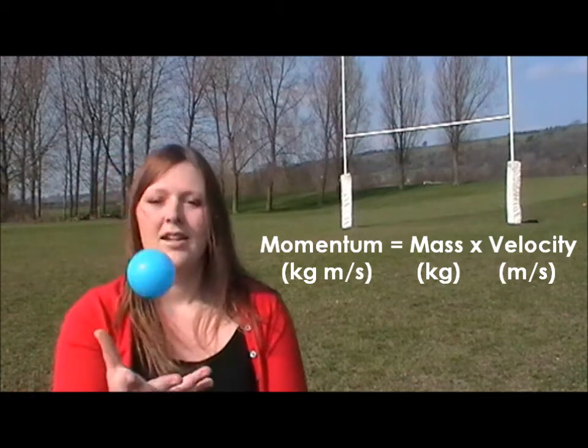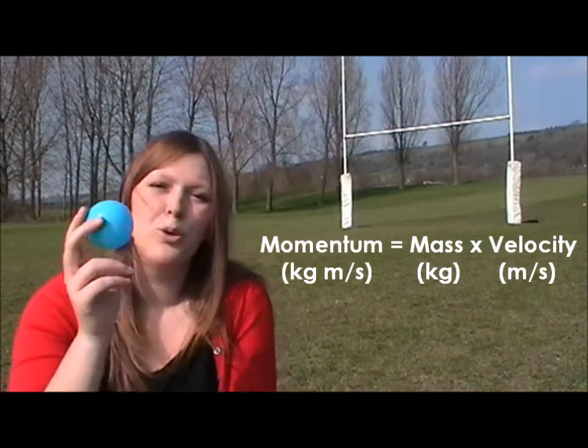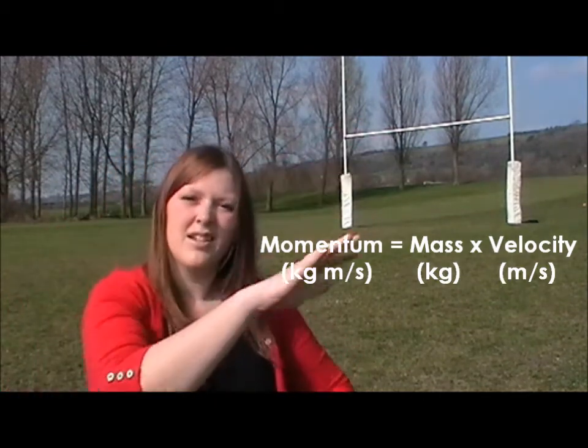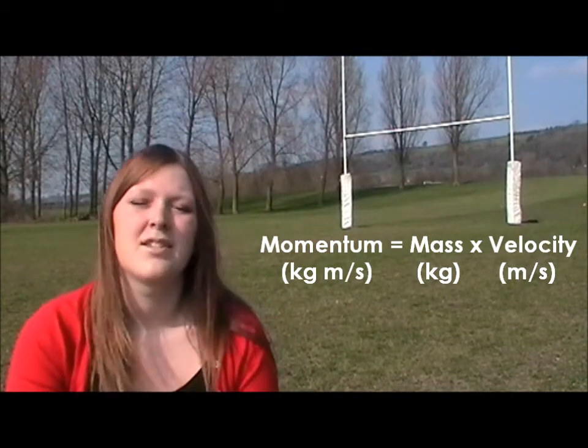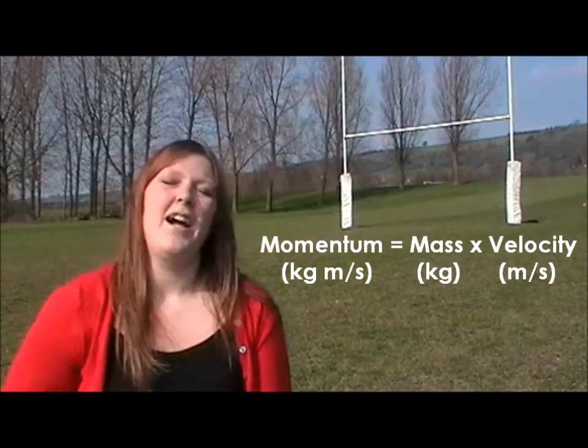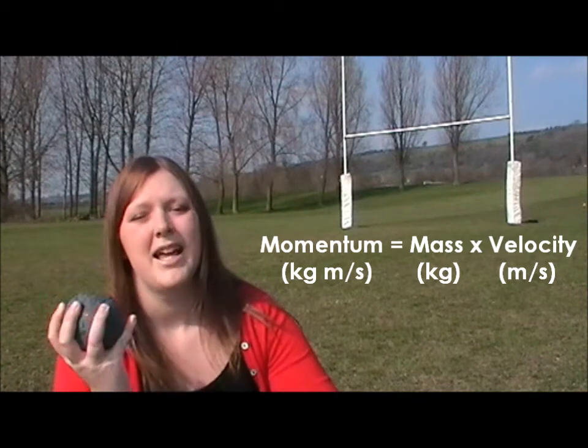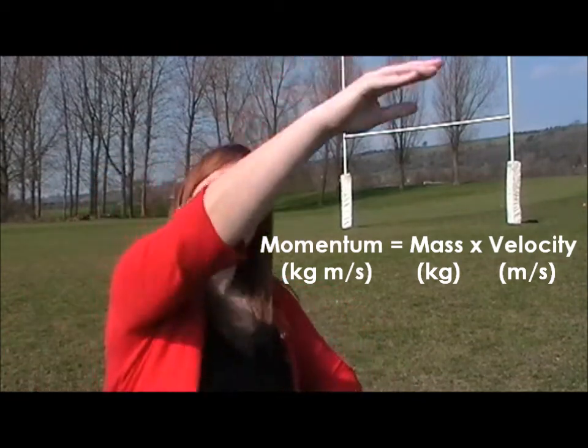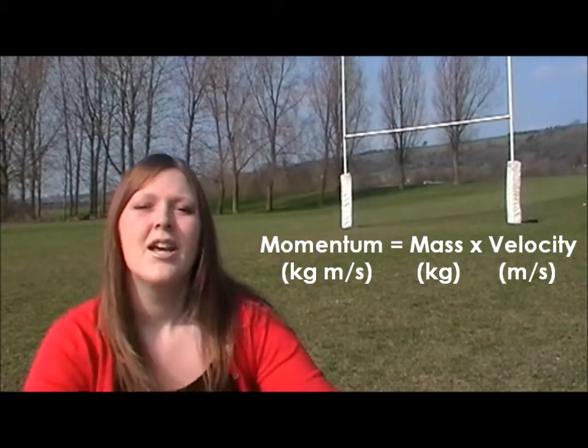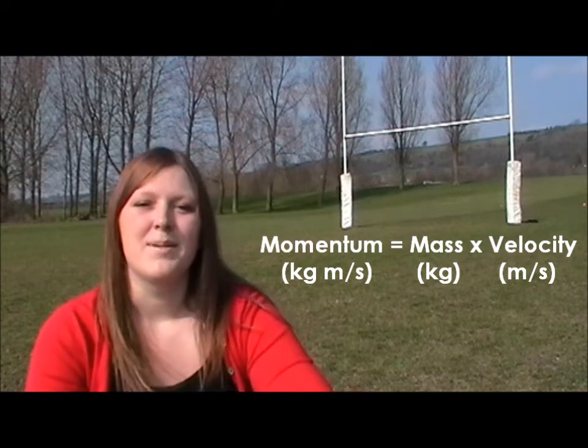Likewise, if I take something which has a low mass, like a pool ball, and I throw this, that's going to be fairly easy to stop because it's got a low momentum. If I, however, take something with a large mass, like a shot put, and I throw that, because we've got a higher mass, we have a higher momentum, and that means it's more difficult to stop.